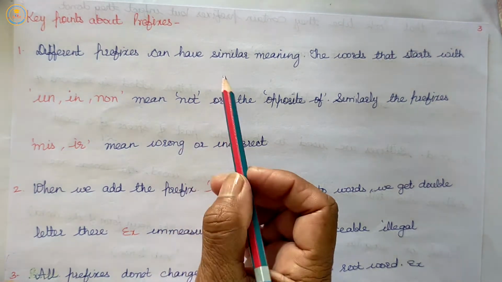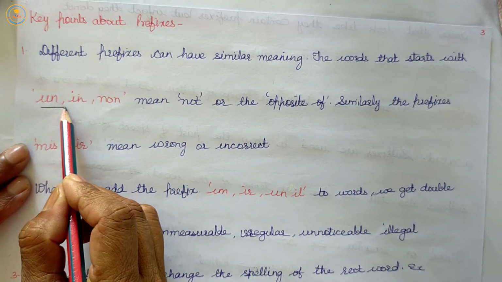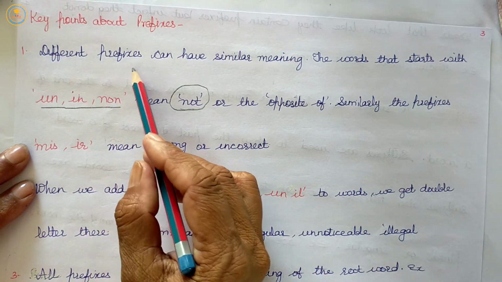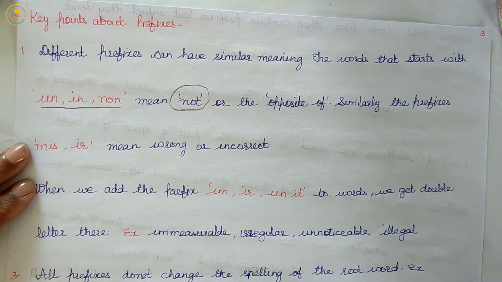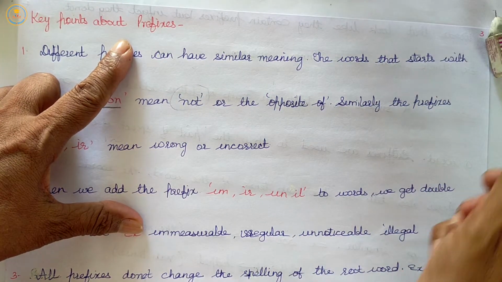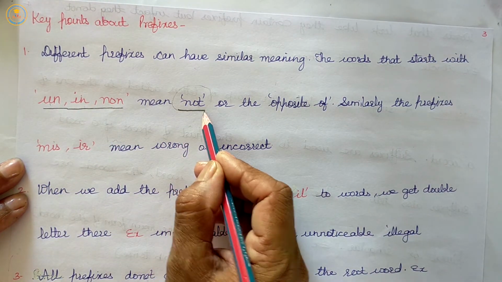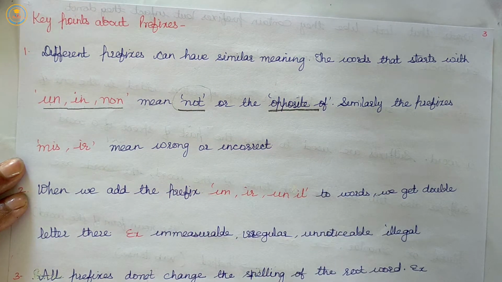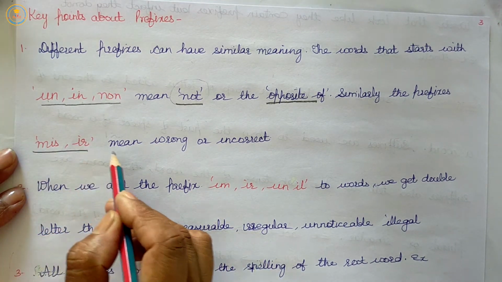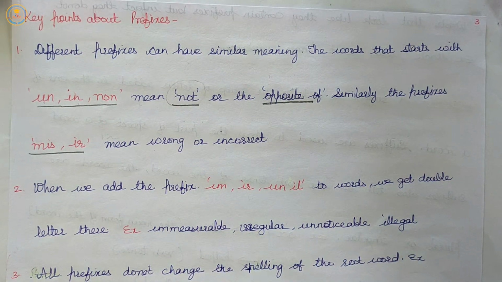Different prefixes can have similar meaning. The words that start with un, in or non mean not, or the opposite of the given word. Similarly, the prefixes mis or ir mean wrong or incorrect. These are also the opposite of the given word.